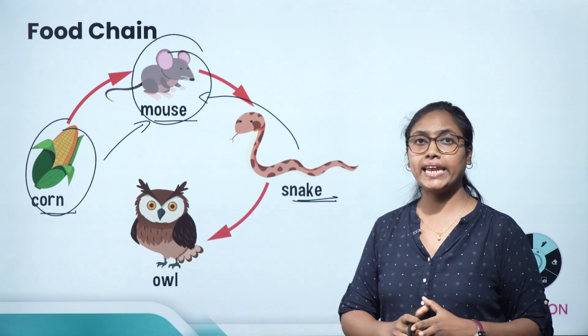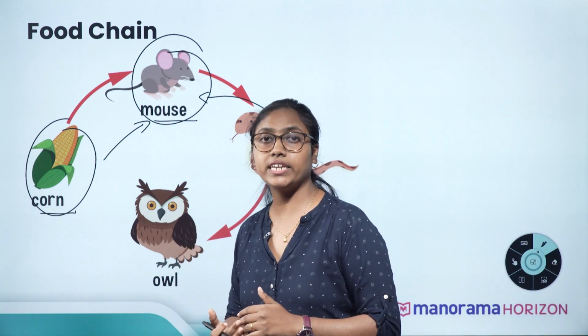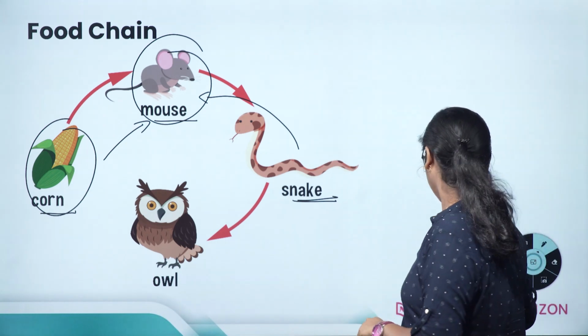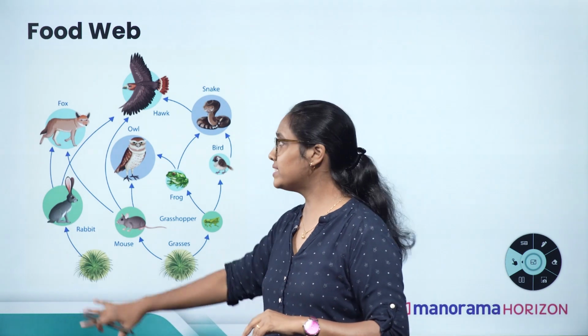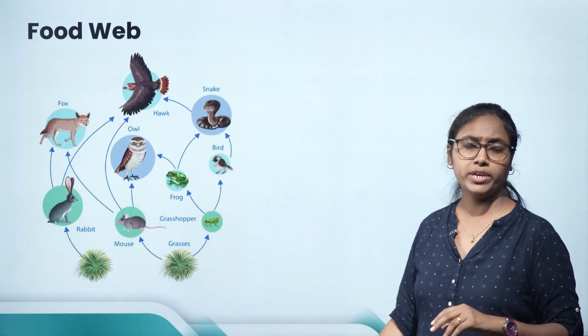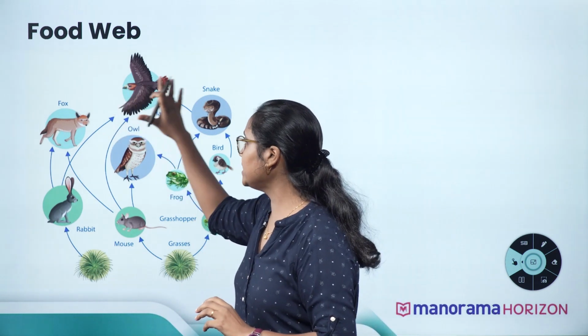So, food chain is a linear interaction. But in nature, in reality, we find more commonly food web. So, food web is a network of food chain. It is a network of different food chains. We call it a food web.